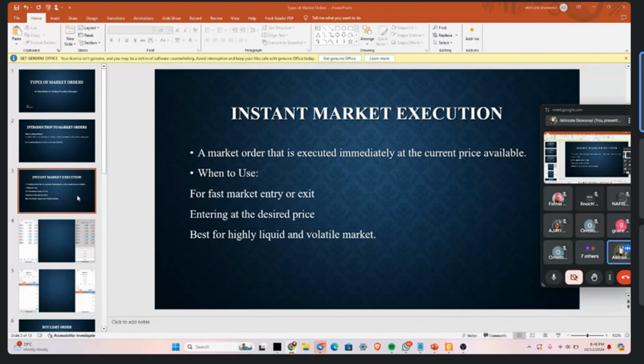Number three, before you enter for instant market execution, you must be sure and have in mind where you want to exit that trade. And mind you, you must not be greedy in any of your approach. If you are greedy, it might cause something else. But as long as you are not greedy, then trust me, we are good to go. Do you understand? So you choose your take profit and your stop loss.